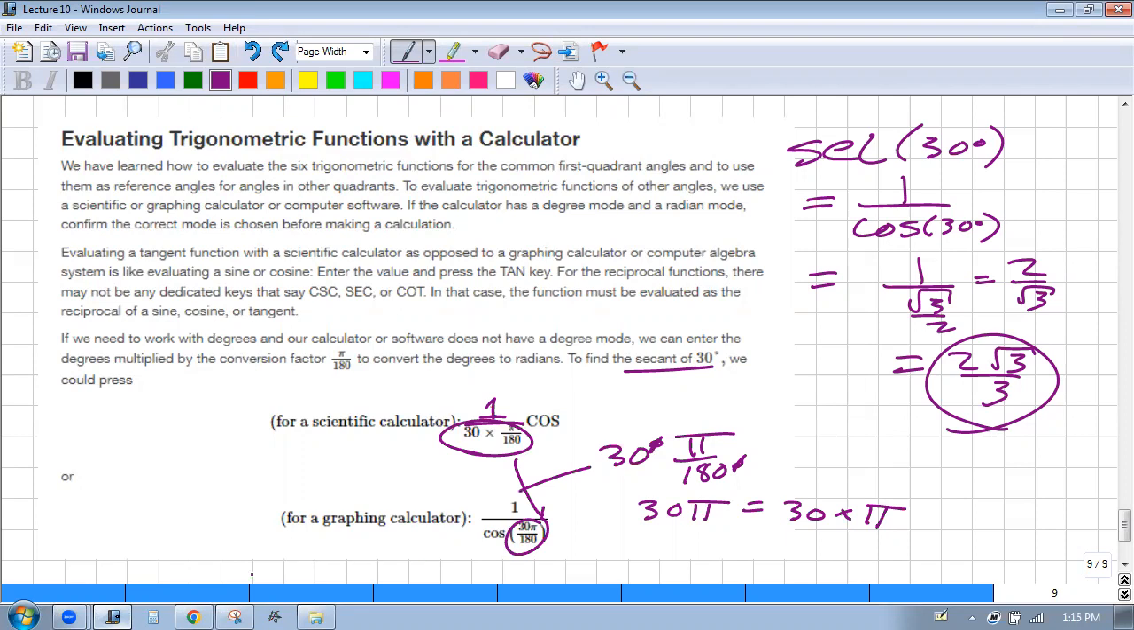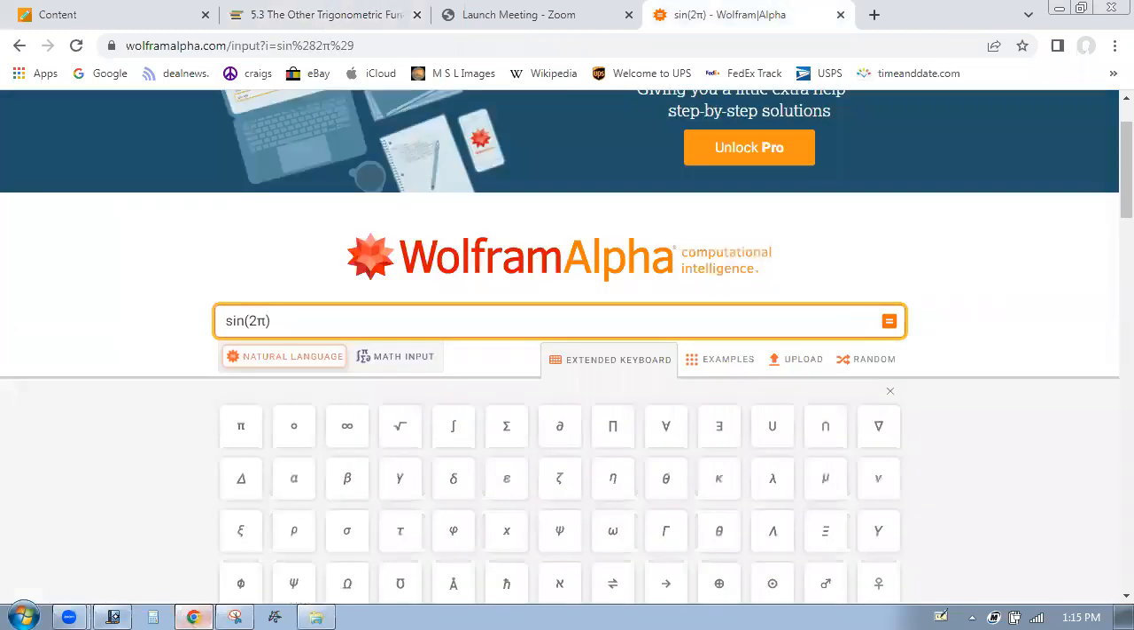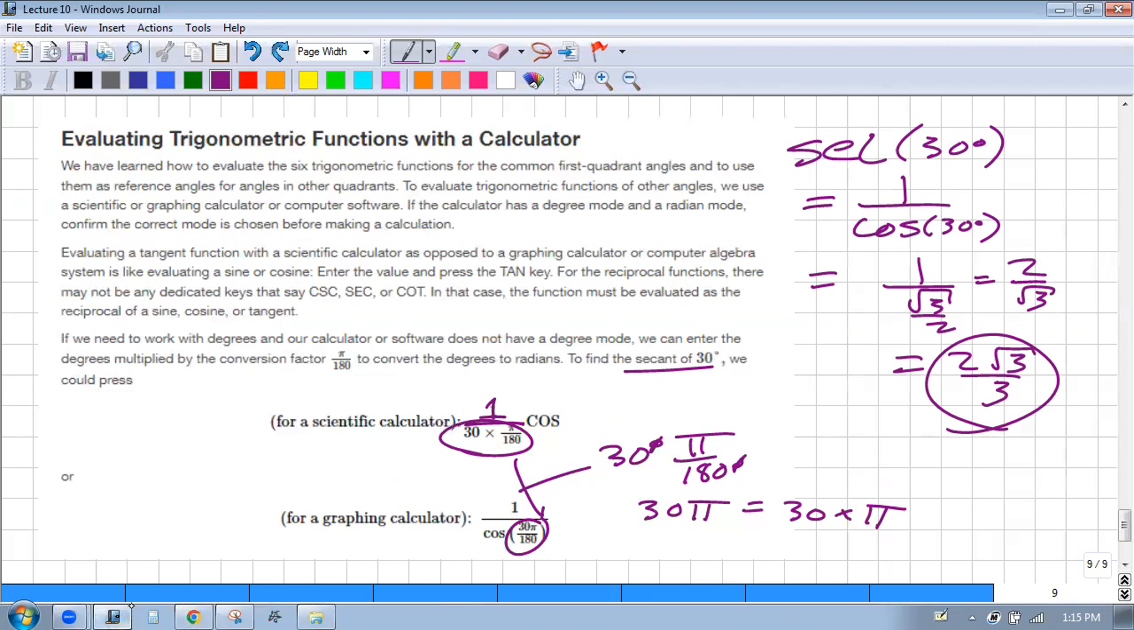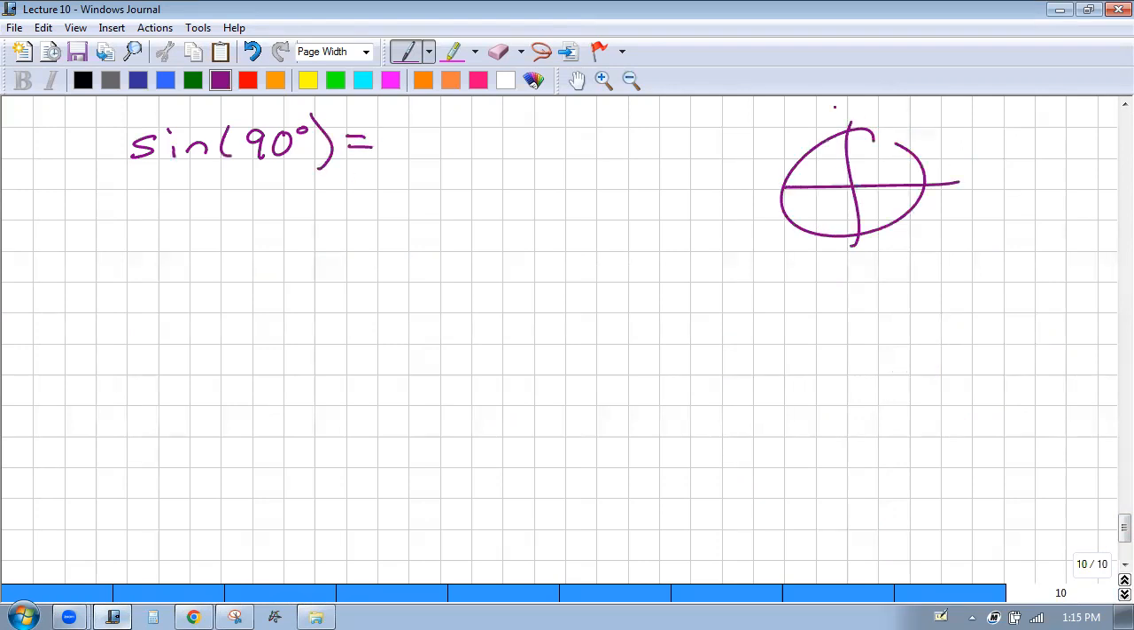But we have software these days. Like I like to use Wolfram Alpha. Now the thing about the software stuff is it does interpretations. If I want to know what sine of 90 is, sine of 90 degrees, right? This is the same thing as sine of pi over 2 radians, right? What's my y coordinate here? 1, right?